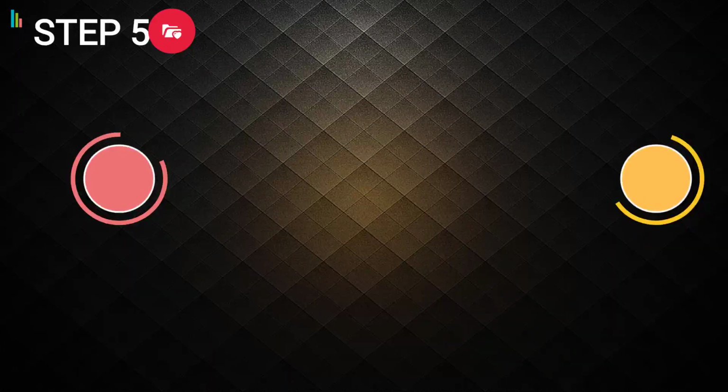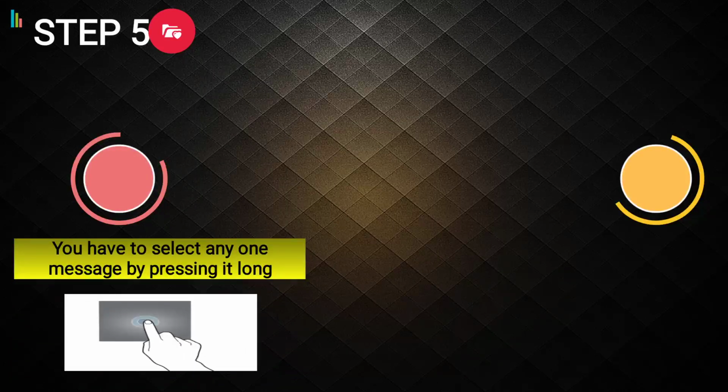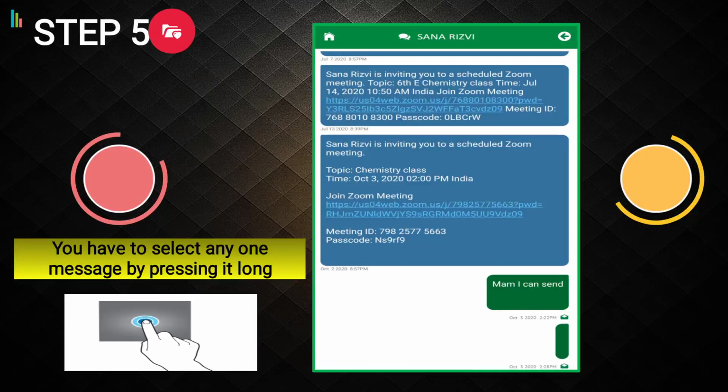Now comes step 5. After opening the message section, you have to select any one message by pressing it long. You see, I have chosen the first message which was there, that is of Ma'am Sana. So, any one message sent by the teacher, you have to press it long.